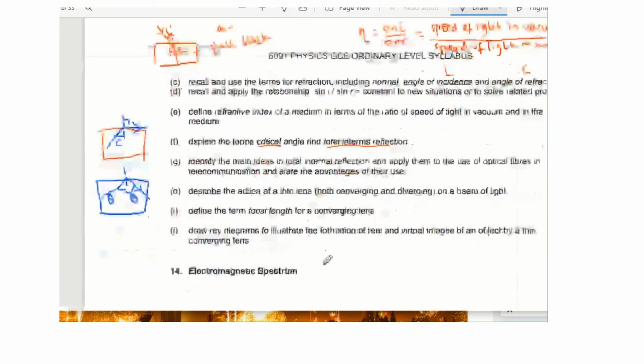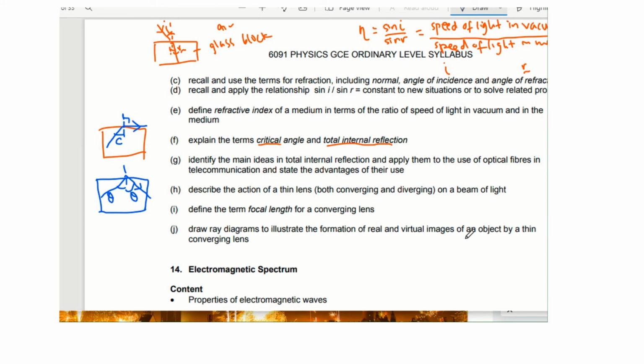Okay. You also need to be able to draw the ray diagram to illustrate the formation of real and virtual image of an object by a thin converging lens. I'm not going to go through this in detail, but whenever you're drawing a ray diagram, let's assume that this is the object, this is the lens, and this is the optical center. So this is the center of the lens, all right? Okay, so what we need to do is remember the rules when you are drawing the ray diagram. So a light ray that passes through the optical center will go undeflected. So I will draw a line from here and it will pass straight through.